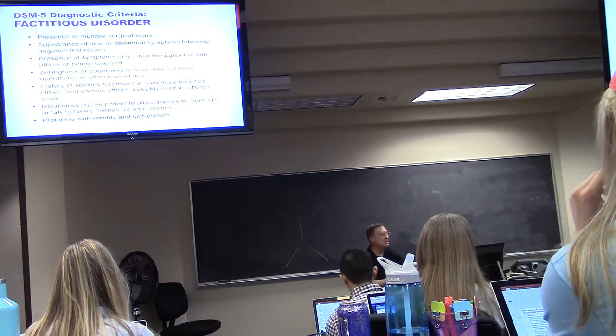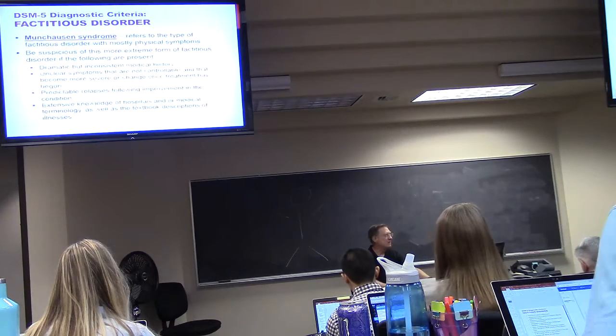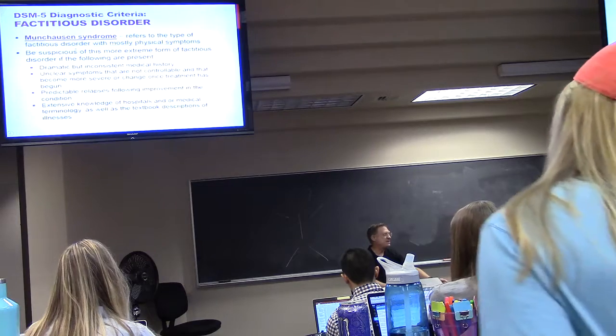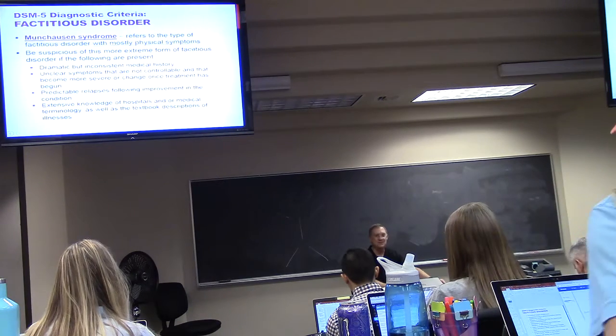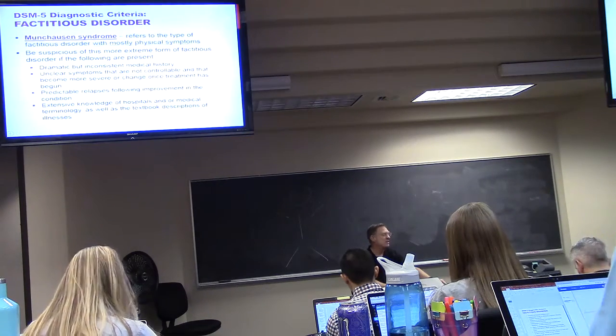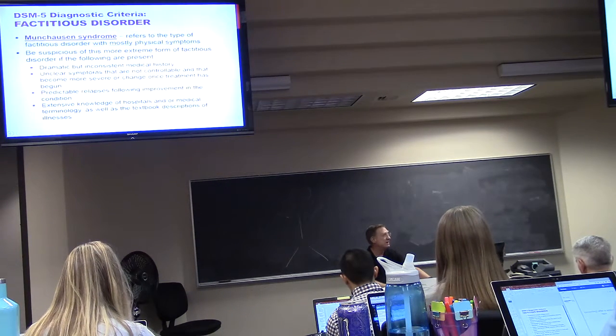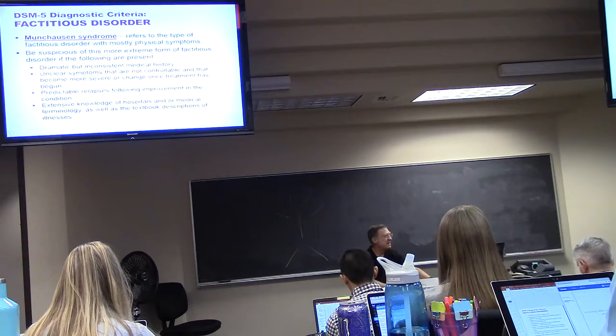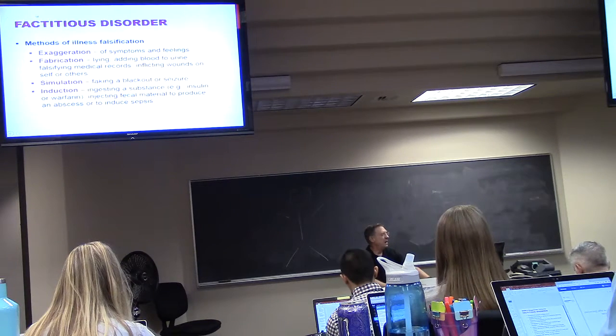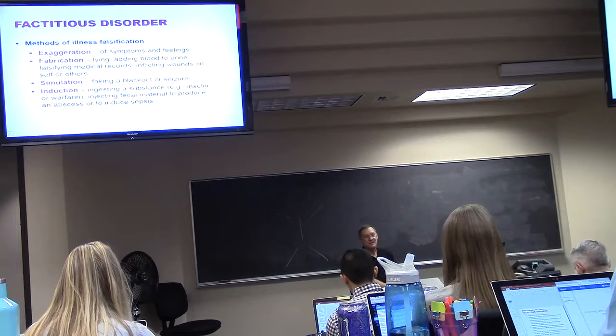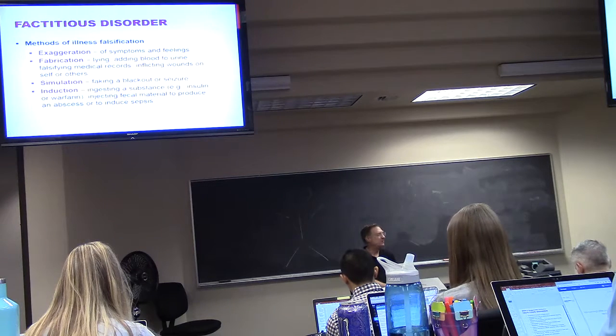Okay, so Munchausen syndrome is just factitious disorder when it's mostly physical symptoms, and those are some of the cues, and all of these cues honestly can be cues for factitious disorder for almost anybody, depending on how extreme it is. Okay, how do they do this? What kinds of things do people do?